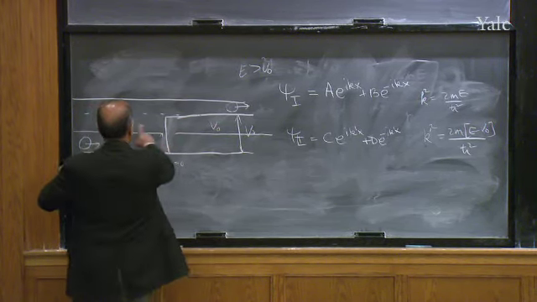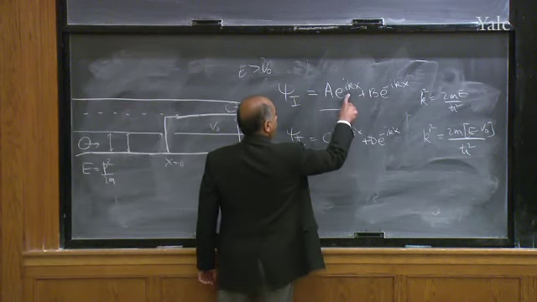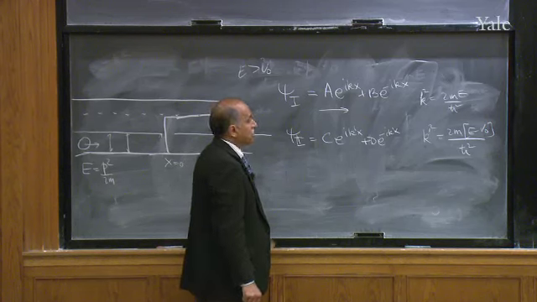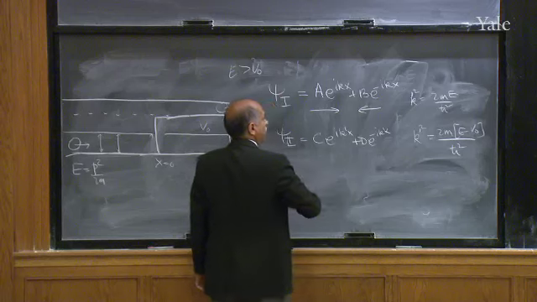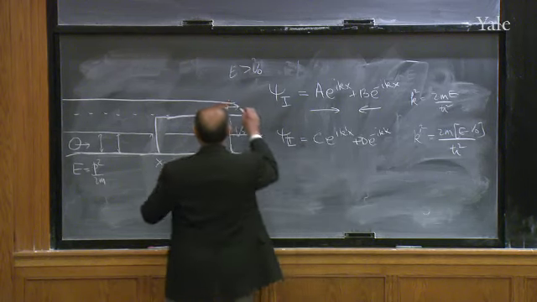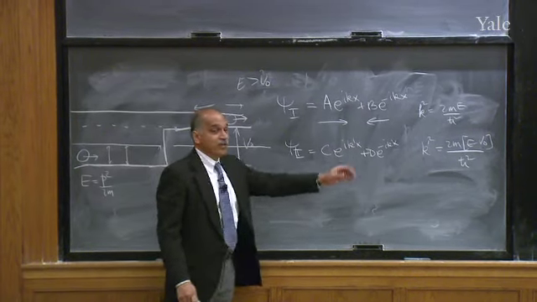So the wave function in this region has an incoming right-moving wave of momentum h bar k. It's got a reflected wave of momentum minus h bar k. And in this region, again, it's got a right-moving and a left-moving part because this k can be of either sign.